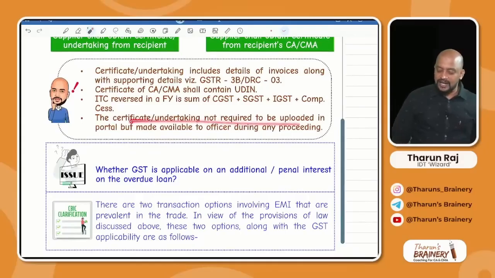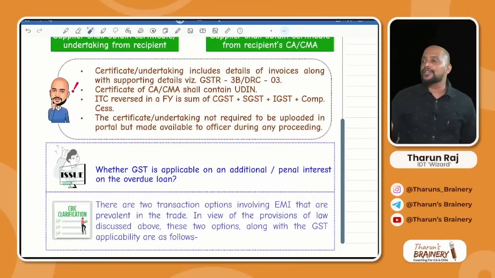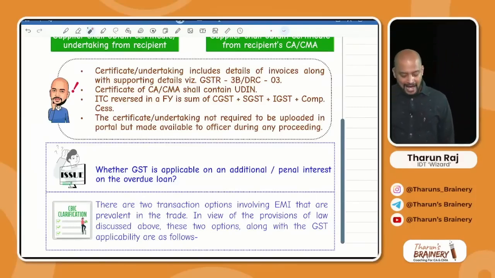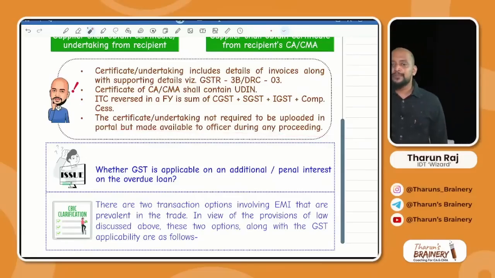And the certificate or undertaking is not required to be uploaded in the portal. No need to upload it in the portal here. We just need to get it, and whenever the officer asks during proceedings, we need to submit it, but it must be made available to the officer during any proceeding.